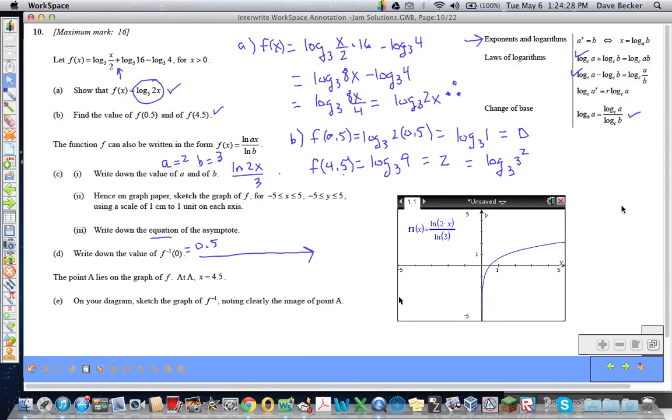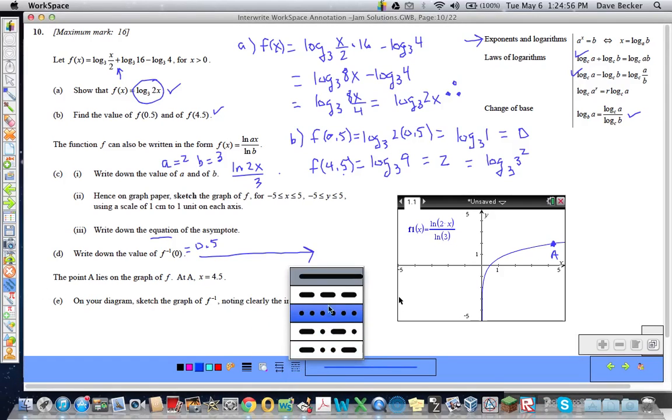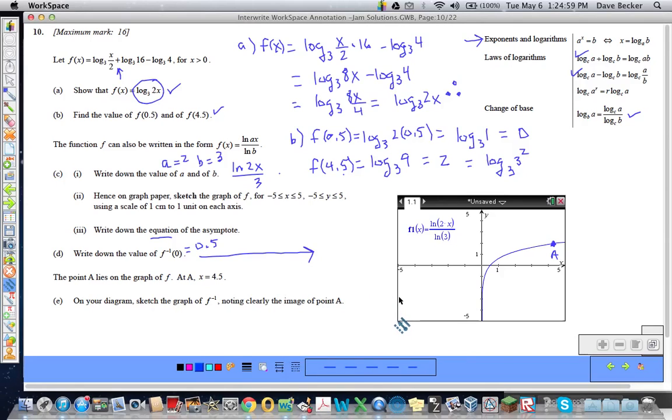Okay, so they tell me that at A, x equals 4.5. So x equals 4.5, that's right here. Okay, I know that this is my point A. The other thing I know is that the graph of an inverse is a reflection in the line y equals x. So I'm going to put in a dashed line there, and you could just sketch it, but I'm going to put in a dashed line. That's y equals x.